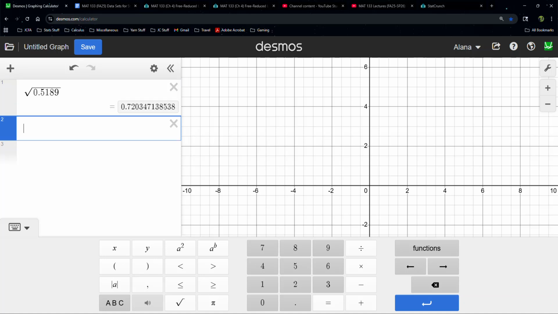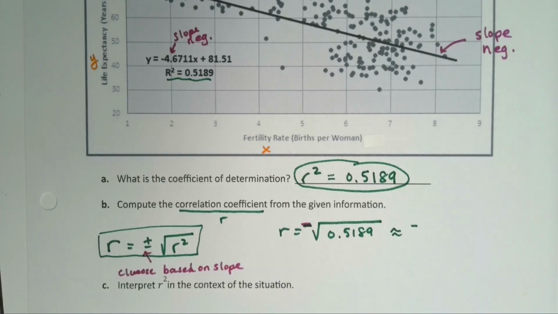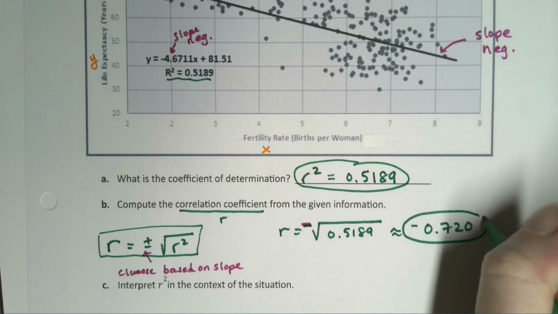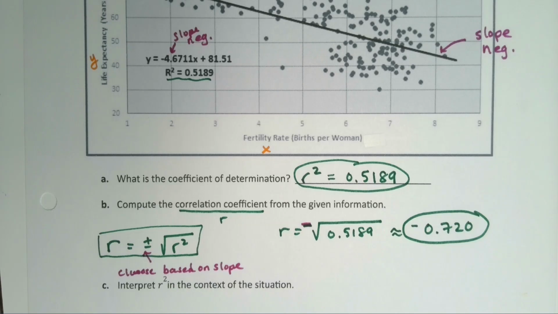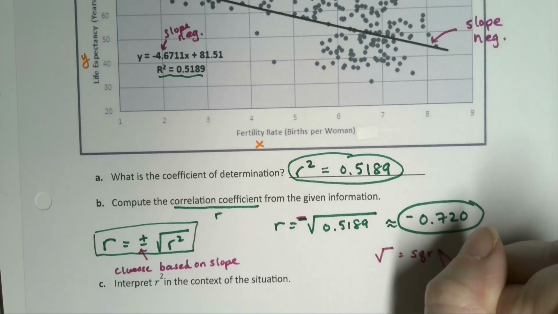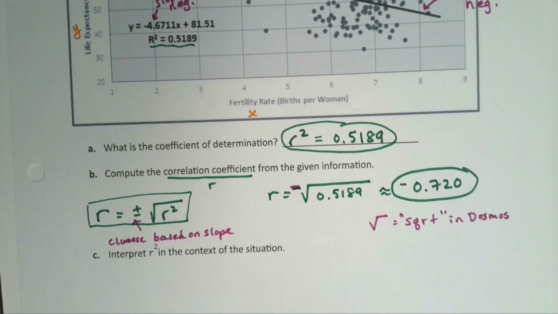Or if you type SQ for square, RT for root, SQRT, if you type those 4 letters in a row, it knows what you want and it brings up the square root. So either way you like it, you're going to get the R value is about 0.720. And of course it's negative because our slope is negative. So that means R is negative 0.720. And let's make a little note. This symbol is SQRT in Desmos, if you want to type it rather than using the palette to bring it up.